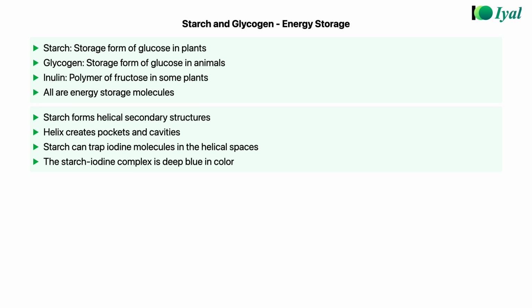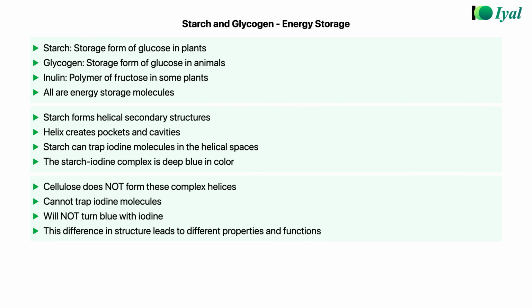Here's where starch is different from cellulose. Starch forms helical structures. It coils up like a spring. These helices create little pockets or cavities, and this is crucial. Iodine molecules can fit into those pockets and get trapped there. When you add iodine to starch, you get a deep blue color from that starch-iodine complex. That's how we test for starch.